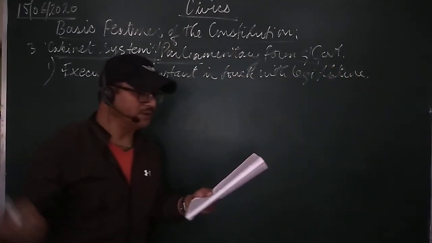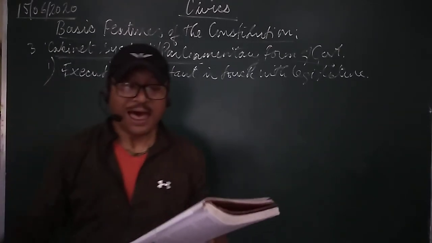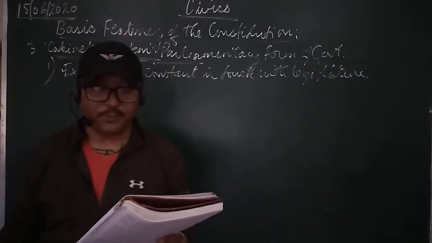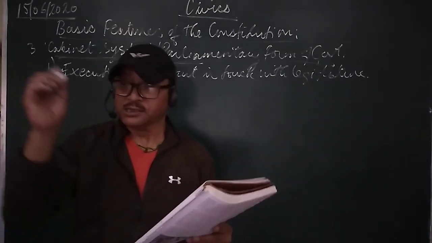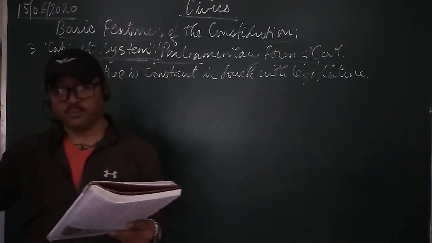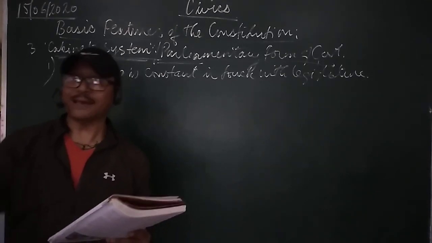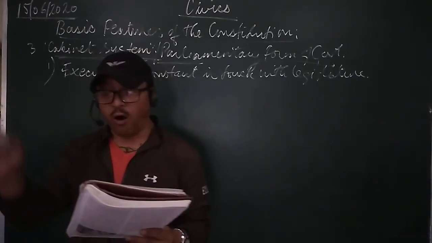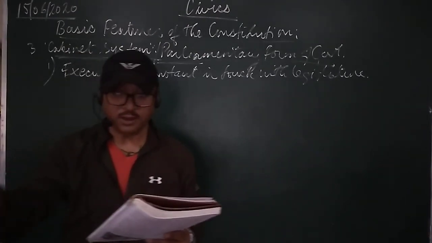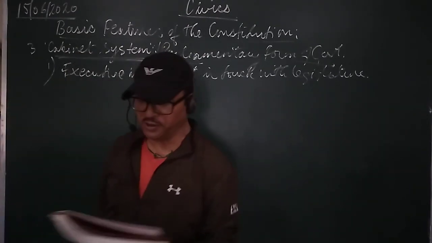Got it? The executive is in constant touch with the legislature, and the members of the cabinet, or what we call the council of ministers, are also the members of the parliament. So remember, whoever are the members of the cabinet or the council of ministers, this council of ministers are all members of the parliament. That is number one feature.